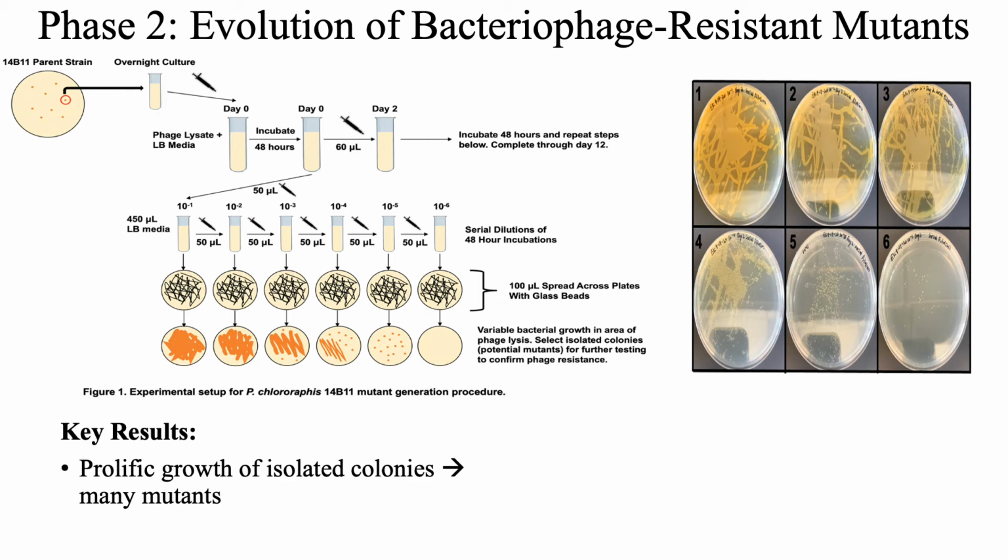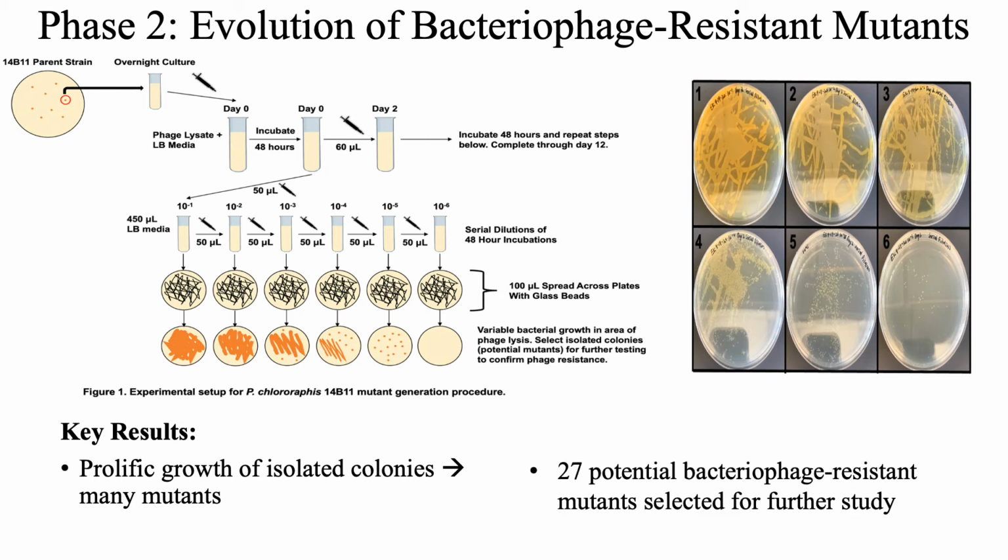So as you can see, the prolific growth indicated many mutants across many plates. Therefore, to focus more, only 27 potential bacteriophage-resistant mutants were selected for a further study.